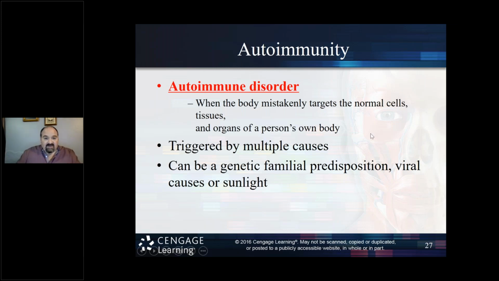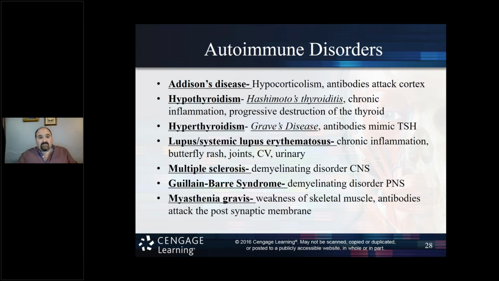Can be a genetic familial predisposition, right? Viral causes or some. Okay, yeah, so different triggers as far as for an autoimmune response. Again, many times we don't really understand the etiology of why someone suffers from an autoimmune disorder. Now, here are some disorders that I talked about, myasthenia gravis, right?